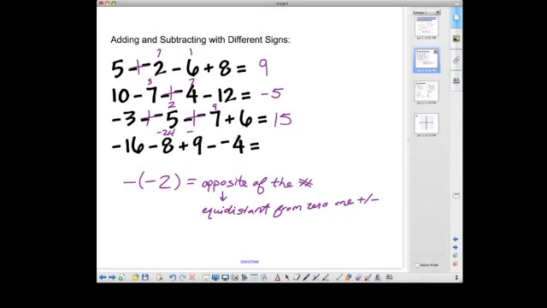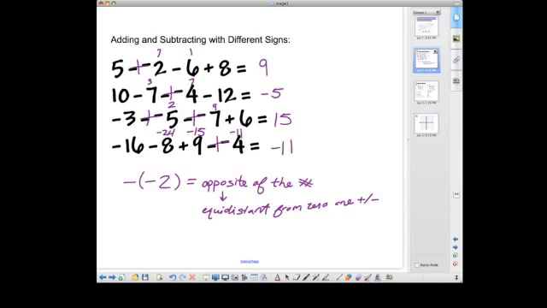Negative 15 minus, or the opposite of negative 4 tells us it's a plus. So again, we're moving towards 0. Negative 15 plus 4 spaces towards the 0 gives us negative 11. And that is our answer.